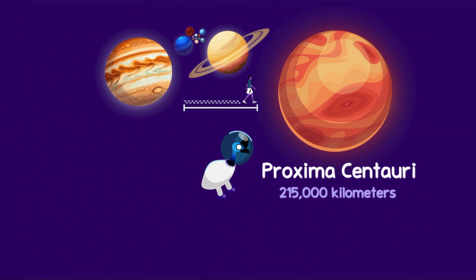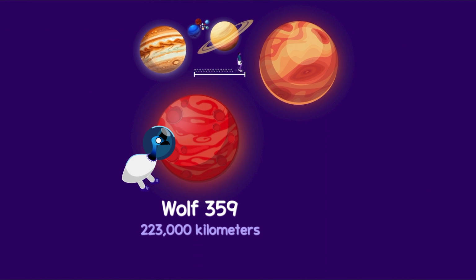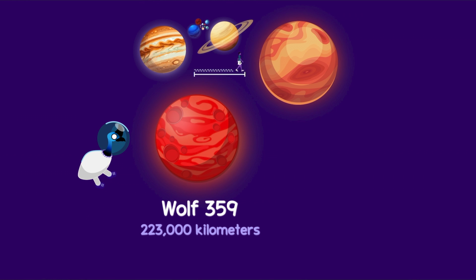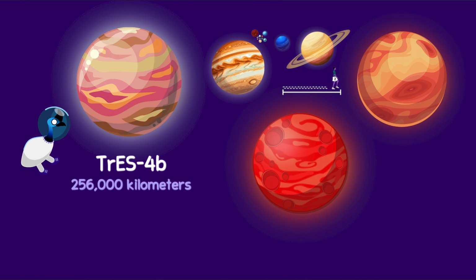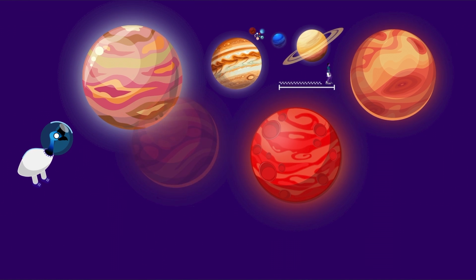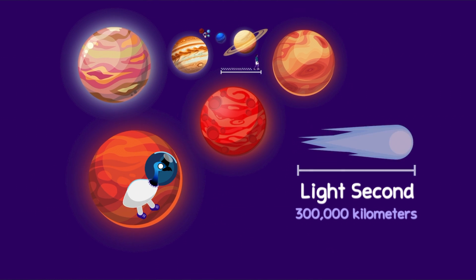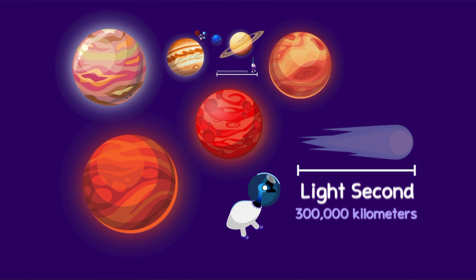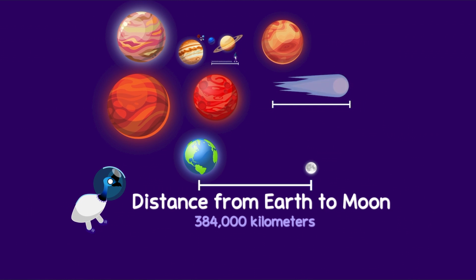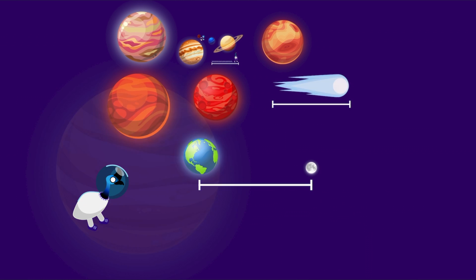Proxima Centauri, 215,000 kilometers, the closest star to our Sun. Wolf 359, 223,000 kilometers, one of the closest red dwarf stars to Earth. TRES 4b, 256,000 kilometers, a massive exoplanet known for its low density and large size. Barnard's Star, 280,000 kilometers, a red dwarf closest to us after the Sun. Light second, 300,000 kilometers. Distance from Earth to Moon, 384,000 kilometers.